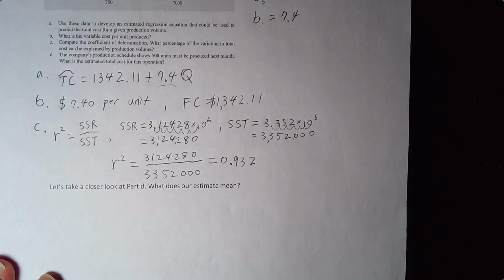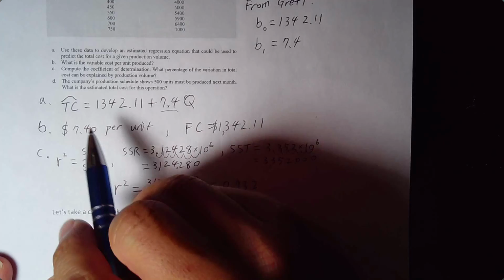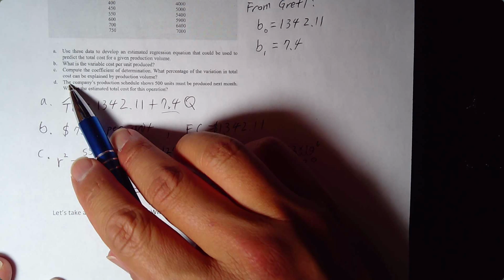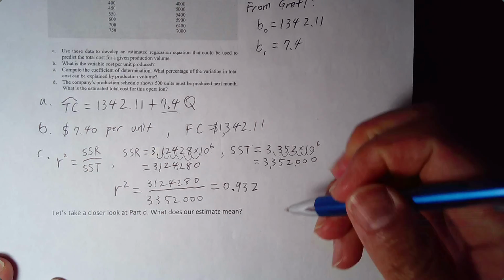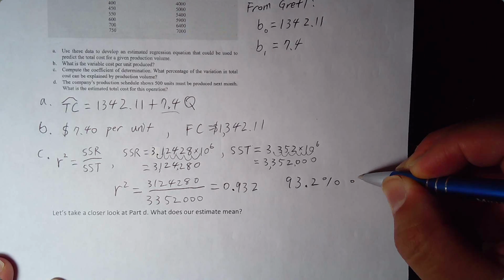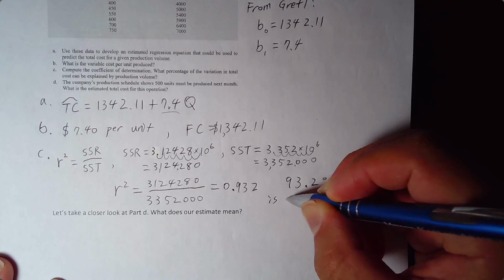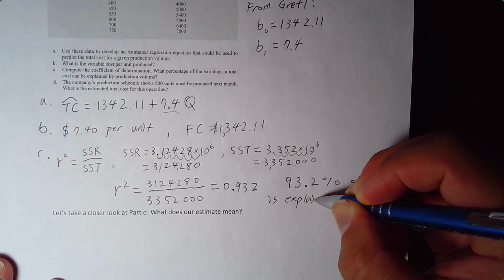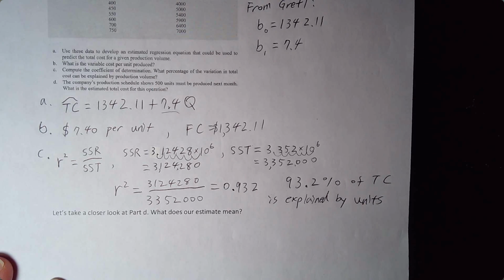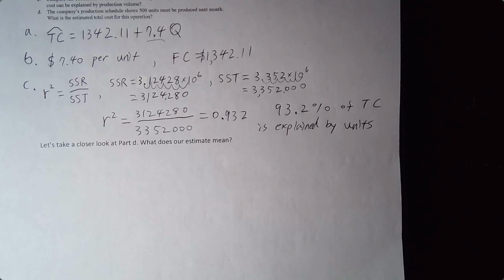Okay, so let's see what this number actually means. All right, so read the question again. We compute the coefficient of determination. And now we can answer the question, what percentage of the variation in total cost can be explained by production volume? Okay, so we can say that 93.2% of total cost is explained by production volume, or units or quantity and so on. And that's quite a lot, and of course that should make intuitive sense. If you're building something, most of your costs are going to depend on how much you are actually producing.